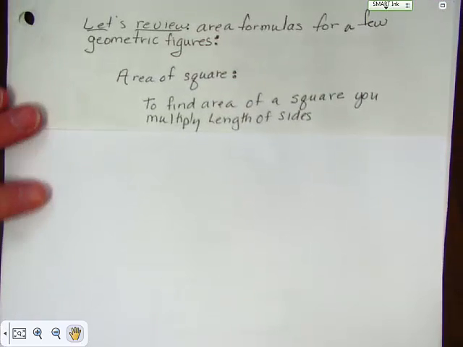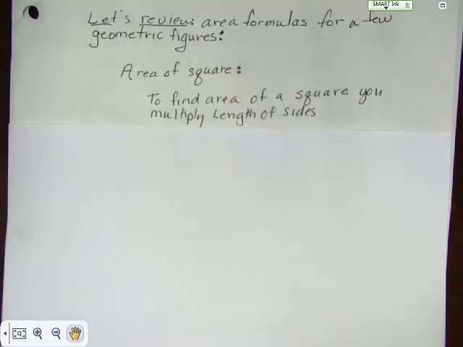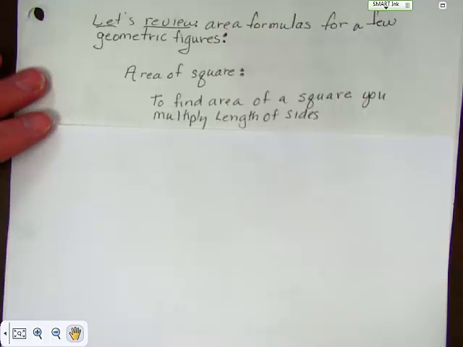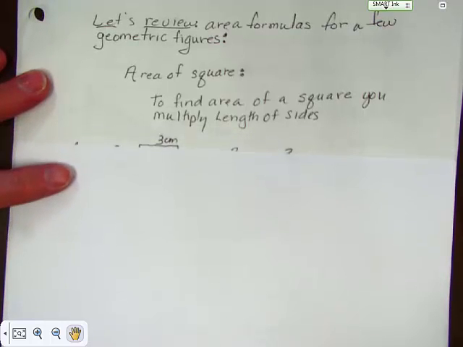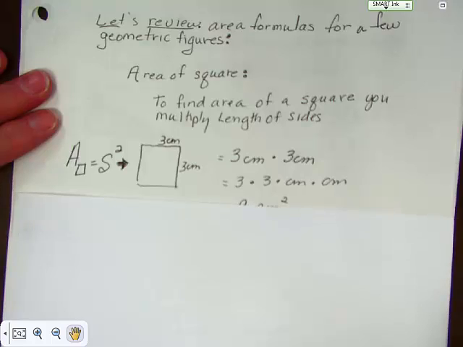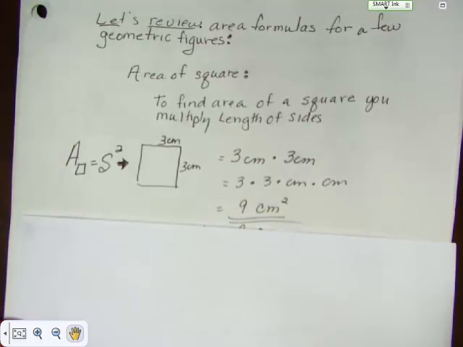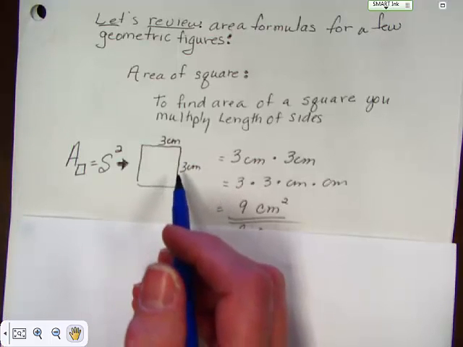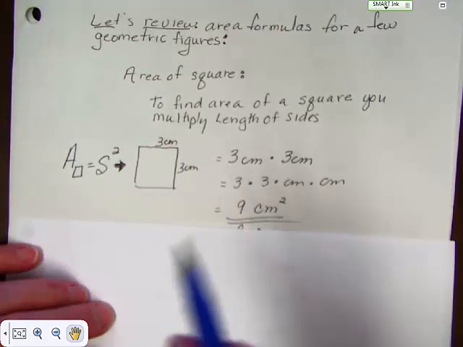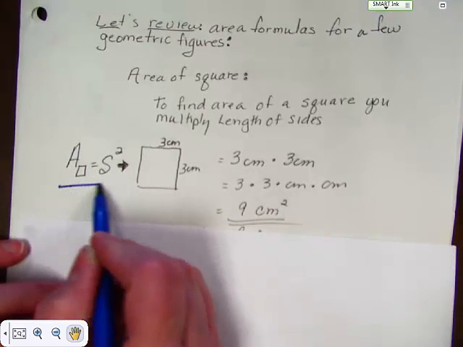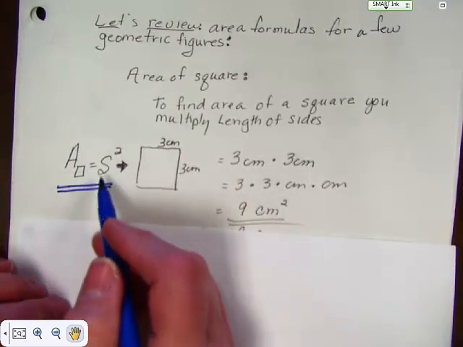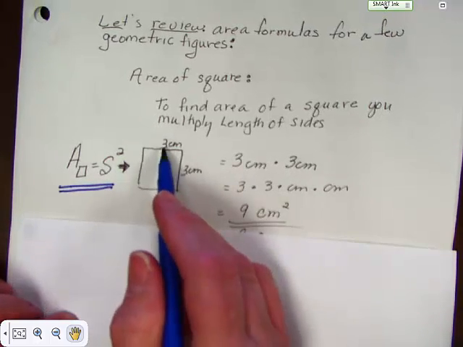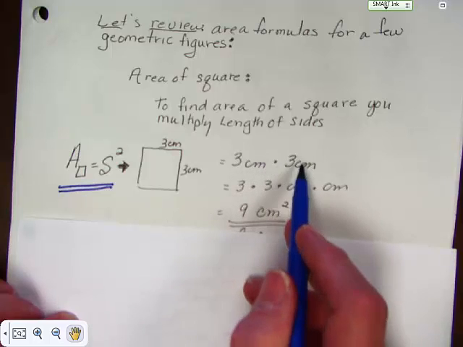The area of a square. Remember, a square is really significant because it has four sides that are exactly the same length. So to find the area of a square, you're just going to multiply the length of the sides times each other. So for instance, if I had a square that had sides that were 3 centimeters, that means that all four sides are 3 centimeters. So the area formula for a square is sides squared, or s squared.